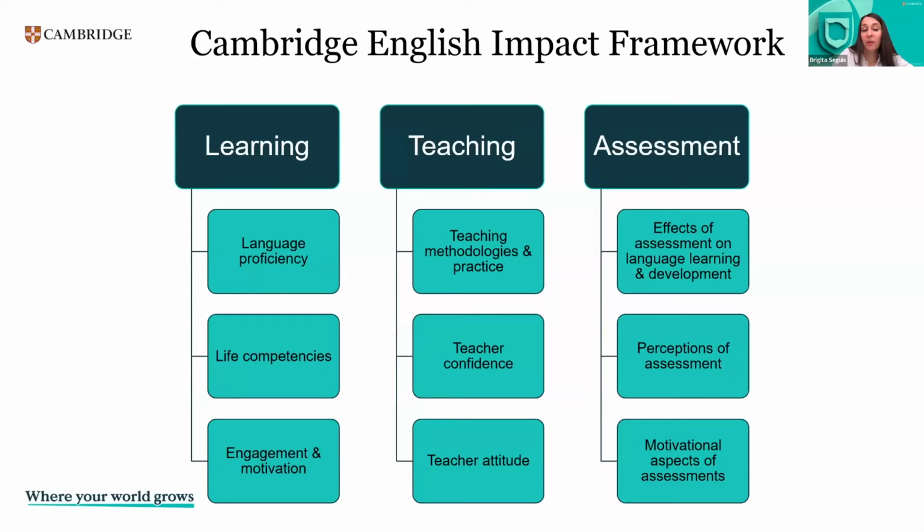So if we are thinking about learning, of course, we are very much looking at learners' language proficiency and whether that has improved or not. We are also looking at life competencies, right? Because we try to embed as many life competencies as possible within our learning context so that our learners are not just learning English, but also picking up other skills like collaboration, communication skills, creativity, problem solving. So sometimes we may wish to investigate the impact of a course on the development of these life competencies.